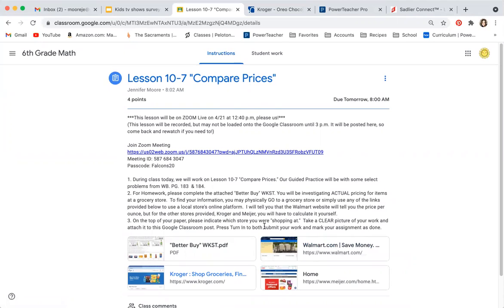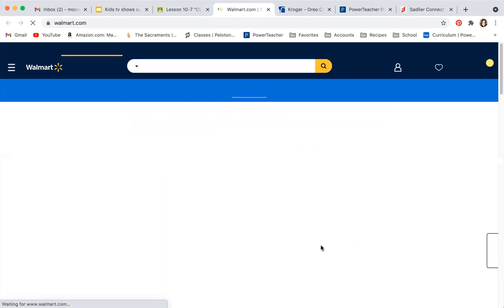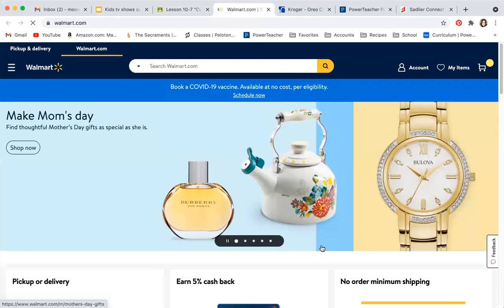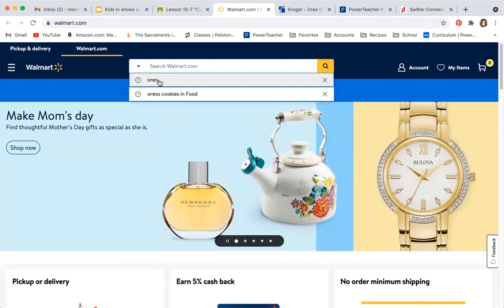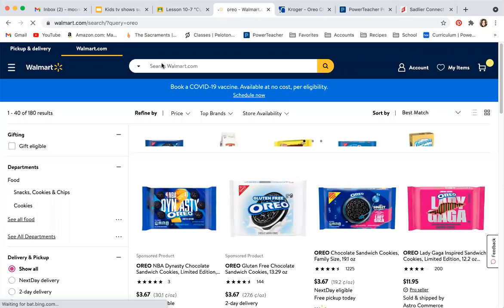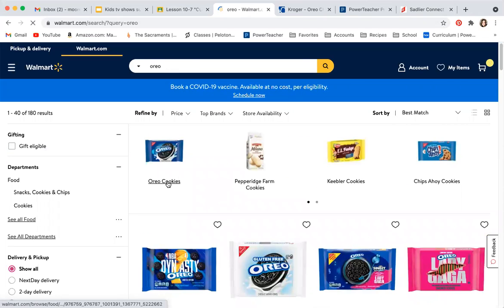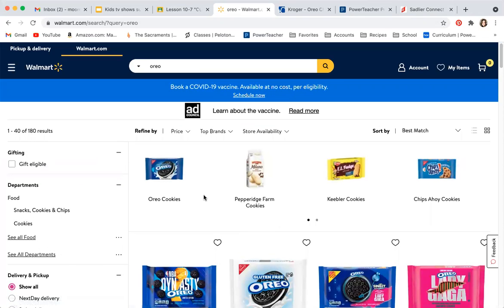All right, so I showed you Kroger's website. But I want to show you Walmart's website. Okay, I'm going to do the same exact thing. I'm going to go up to the search bar and type Oreos. Find the one that looks the most like your product.